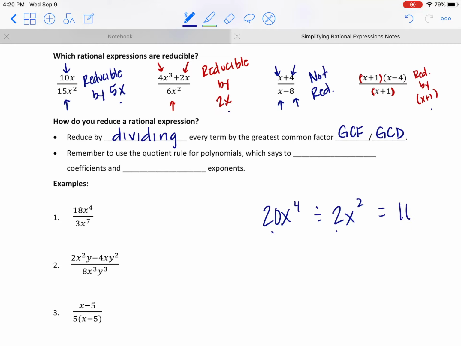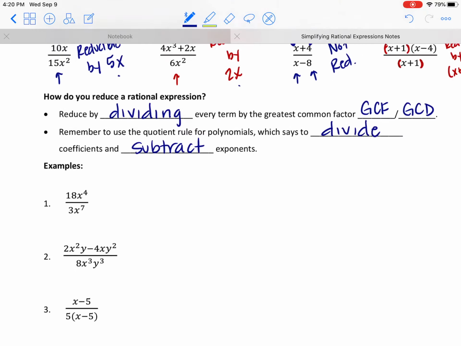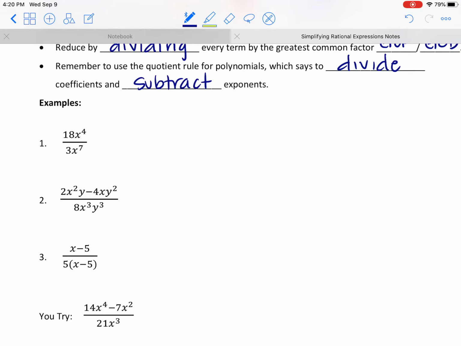Well, we're going to divide the coefficients. The 20 divided by the 2 would make 10, and then we subtract these out. If you have 4 x's, but you divide 2 out, those 2 get subtracted out, so then you'd have x squared left. Okay? So that's technically called a quotient rule. For polynomials, it says to divide coefficients and subtract exponents for like bases.